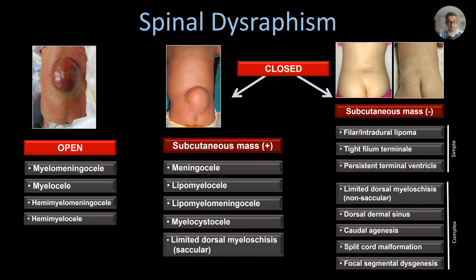In this slide, I wanted to summarize the most common anomalies of spinal dysraphism. Here is the open spinal dysraphism. The most common one is myelomeningocele, 99%. The others are so rare. In the closed one, they may be associated with a mass or without a mass. And here you can see these anomalies. In this group, they can be categorized as simple and complex. These are more complex anomalies and more simple anomalies. I'm going to touch base one by one on all these anomalies.